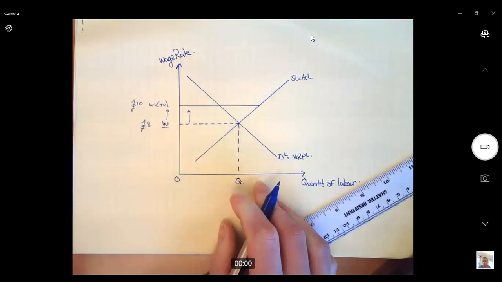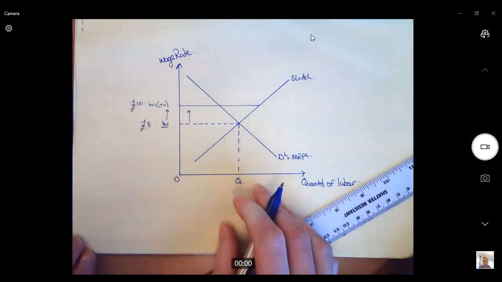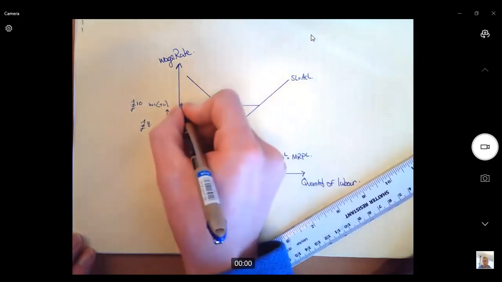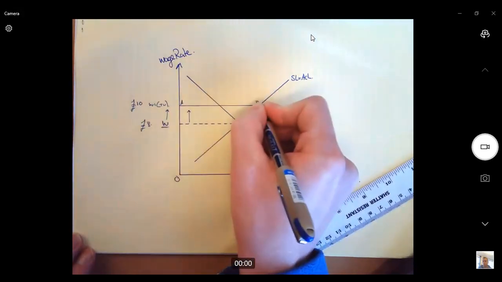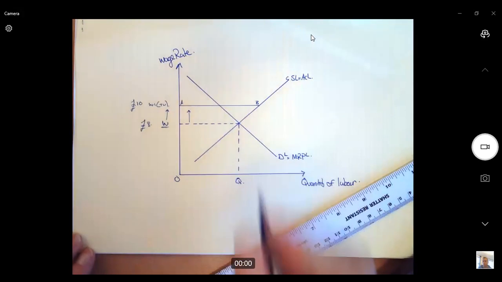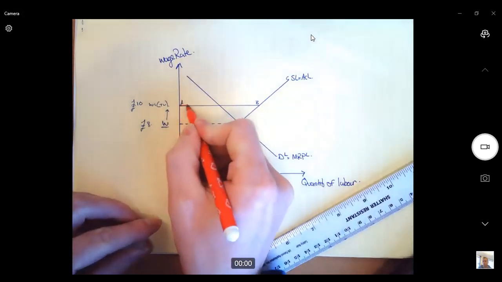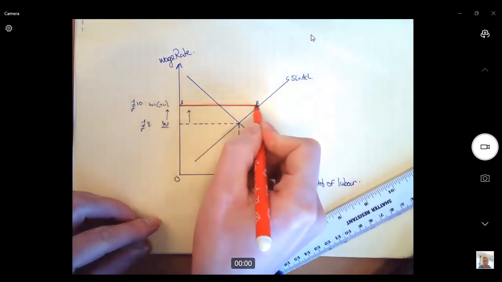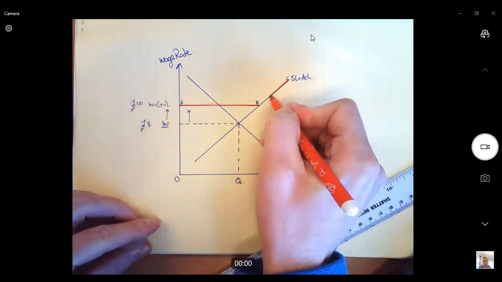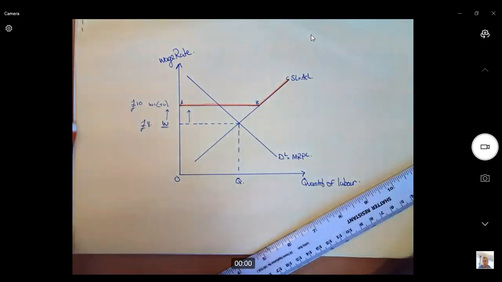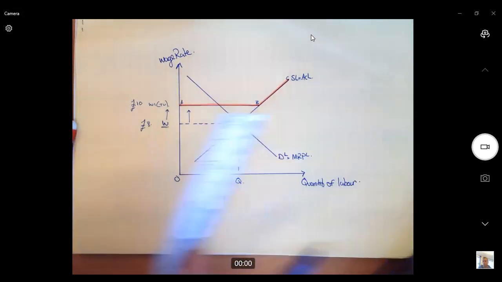Now, what this does is it creates what we call a kinked supply of labour curve. And that kinked supply of labour curve goes from point A to B up to C. Okay, so I now have this new kinked supply of labour curve. So I'm going to get my red pen, and I'm simply going to show what that new curve looks like.